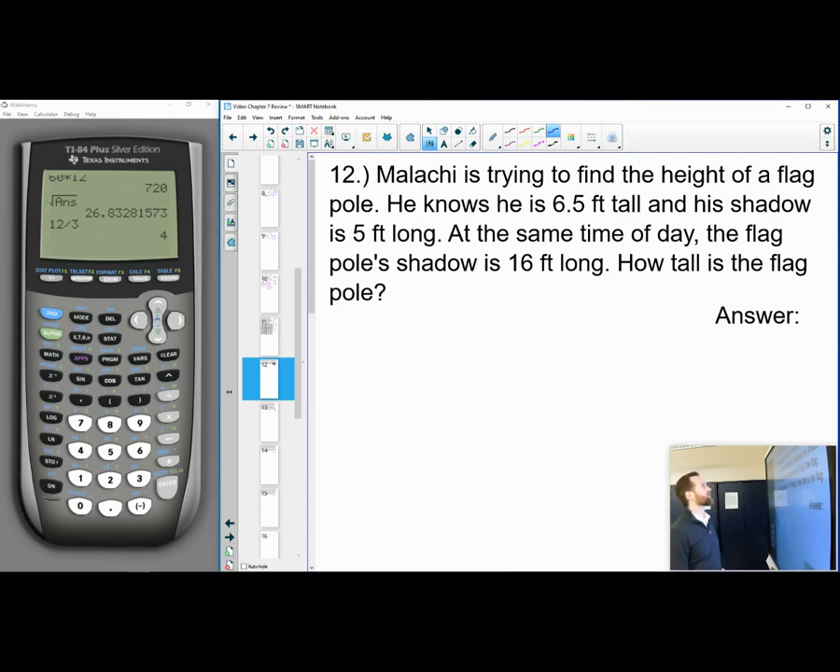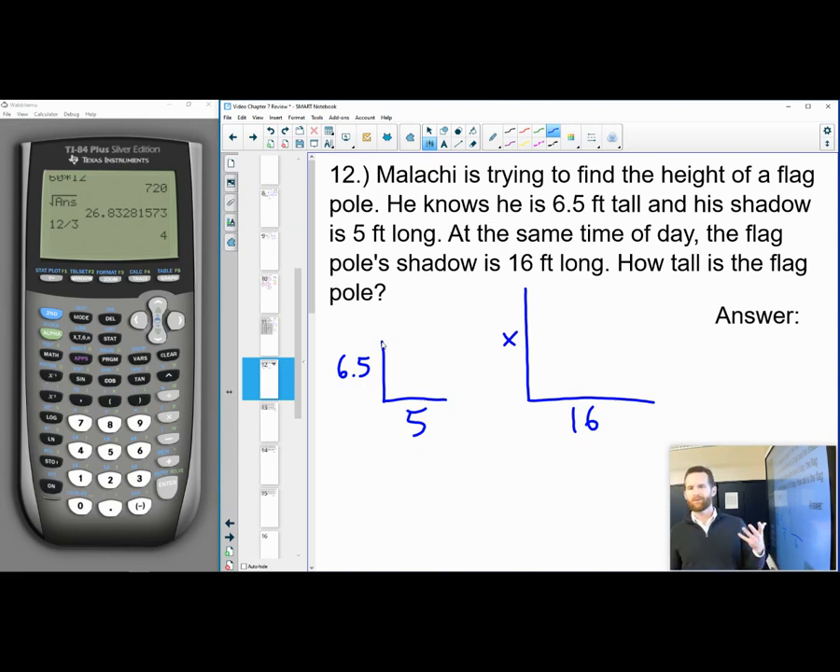Malachi's trying to find the height of a flagpole. He knows he is 6.5 feet tall. I'm just going to draw the diagram for this while we're doing it. So he is 6.5 feet tall. That's his height. I'm not going to try and draw him. And his shadow, okay, there's the shadow, is 5 feet long. At the same time of the day, the flagpole shadow is 16 feet long. Okay, there's the flagpole shadow. And how tall is the flagpole? So the height of the flagpole is our x.